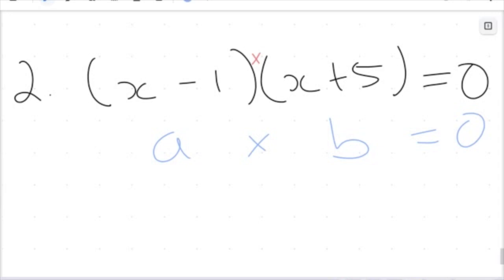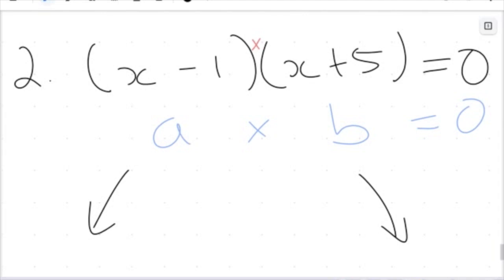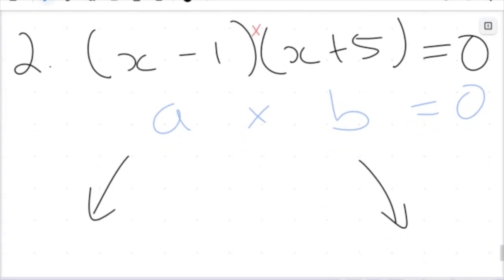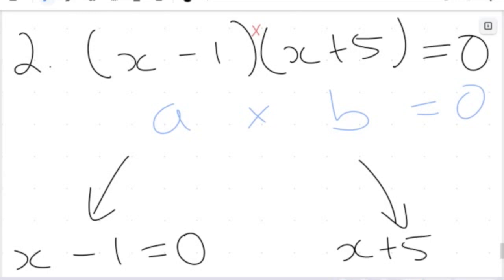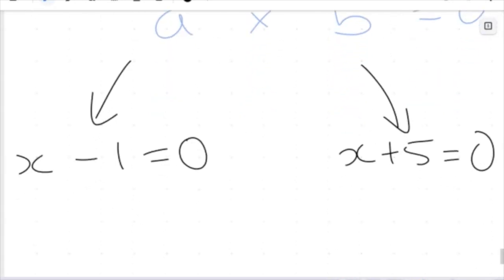Now, you don't have to write this in, but this is just to show you the null factor law that we did before. So remember, either this one can be 0 to make this equation true, or this expression can be 0 to make this equation true. So I'm going to go down two separate routes to get the answer. So either my first expression, x − 1, is going to be 0, or my second expression, x + 5, is going to be 0. Those two are both going to be solutions to my equation.